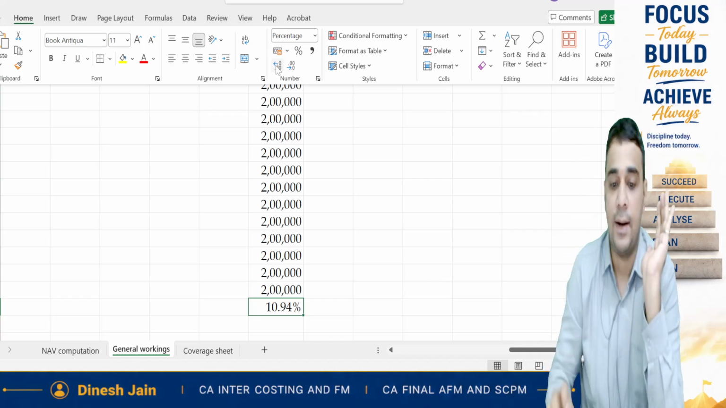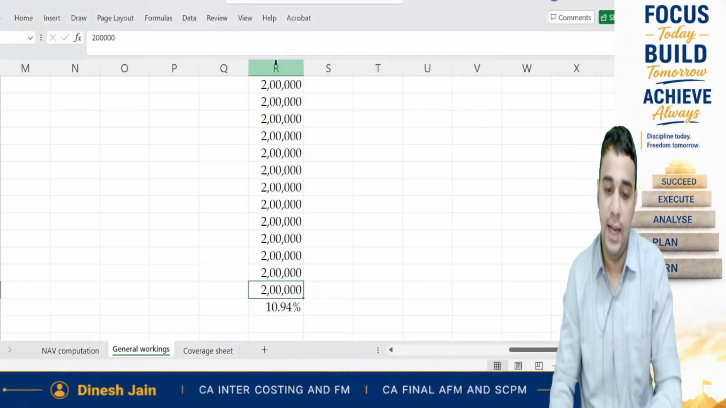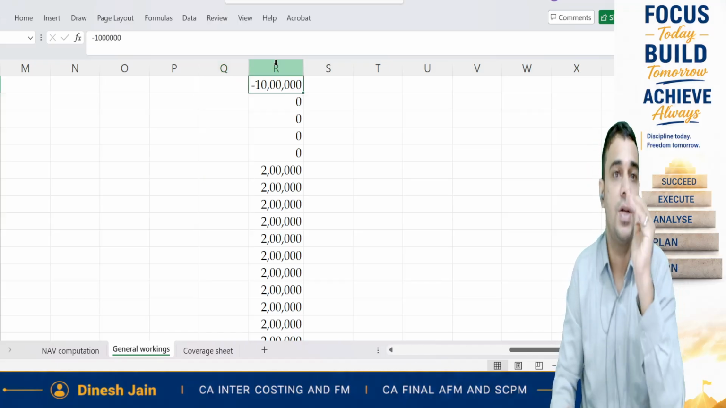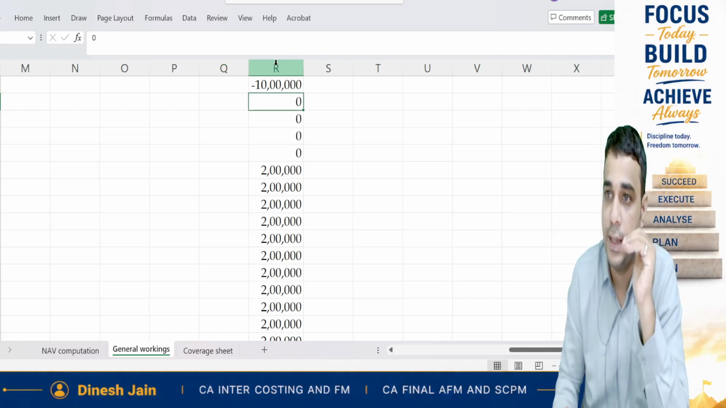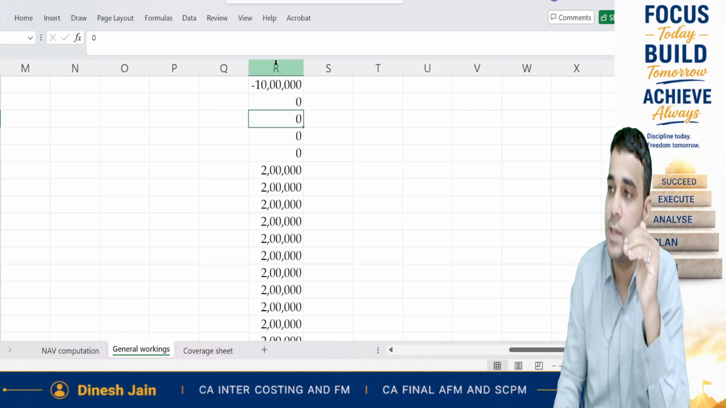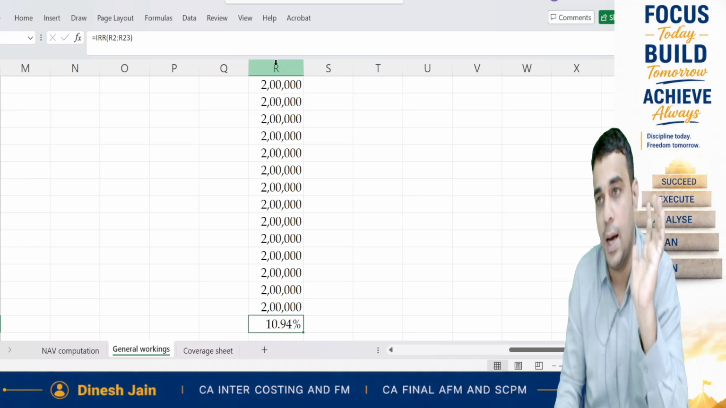So in the practical world, if you want to do IRR, you put the data like this. The only condition is that every year you need to write the number. It can be zero also. Note down the numbers like this, and put the IRR formula at the end. It will give you the answer.